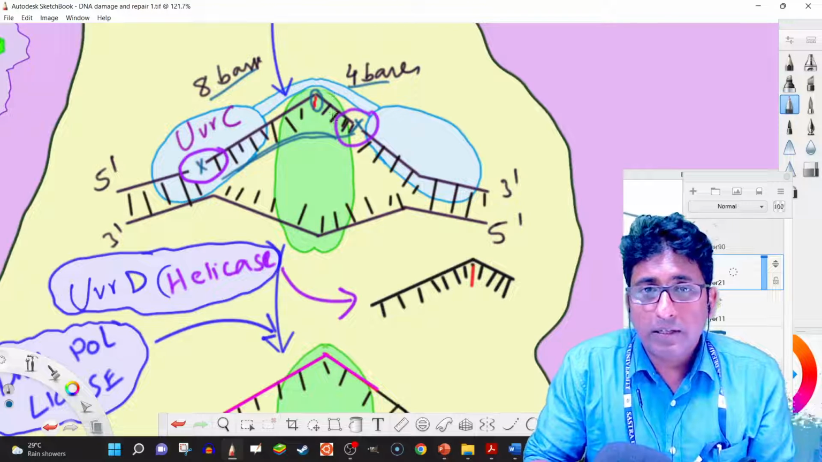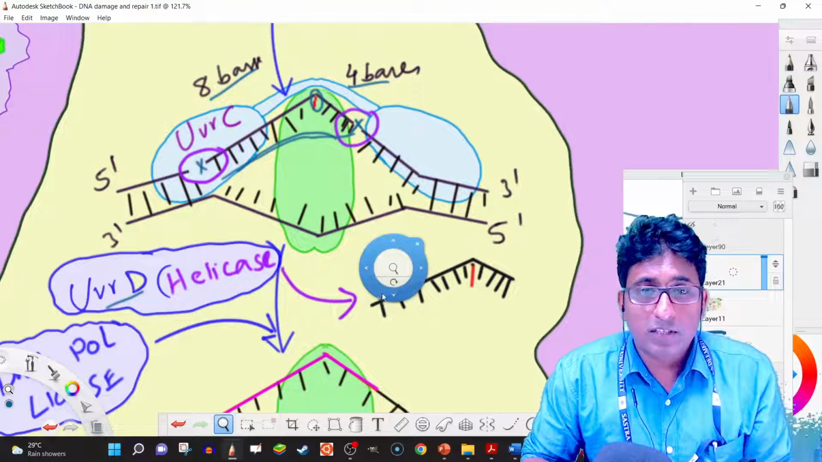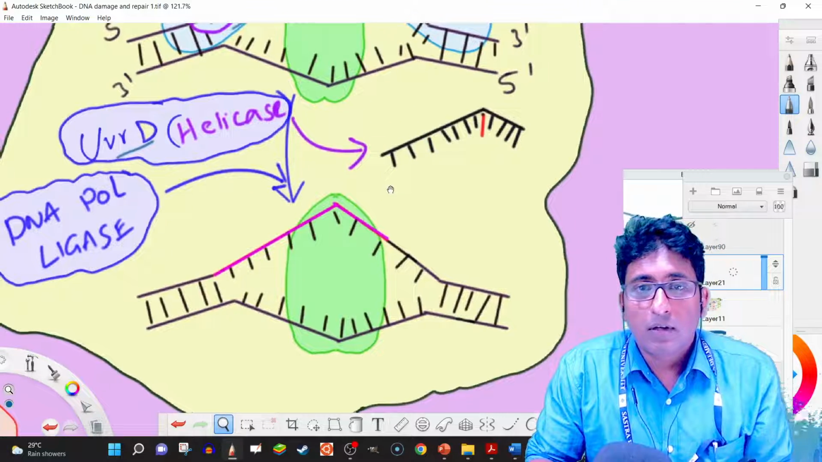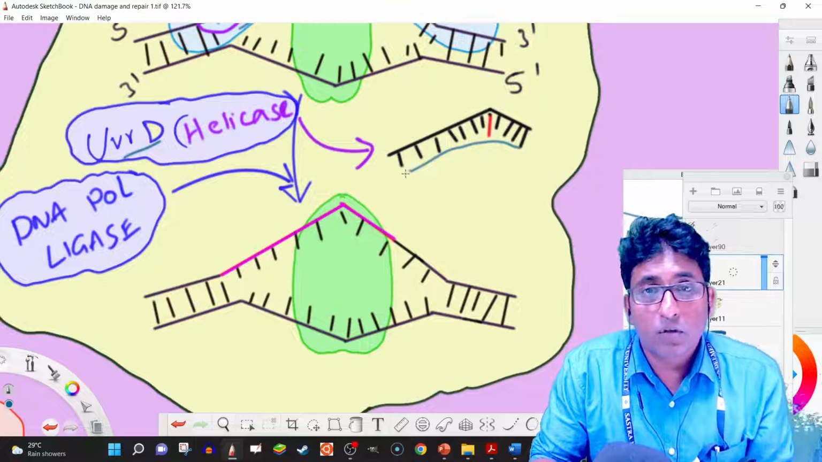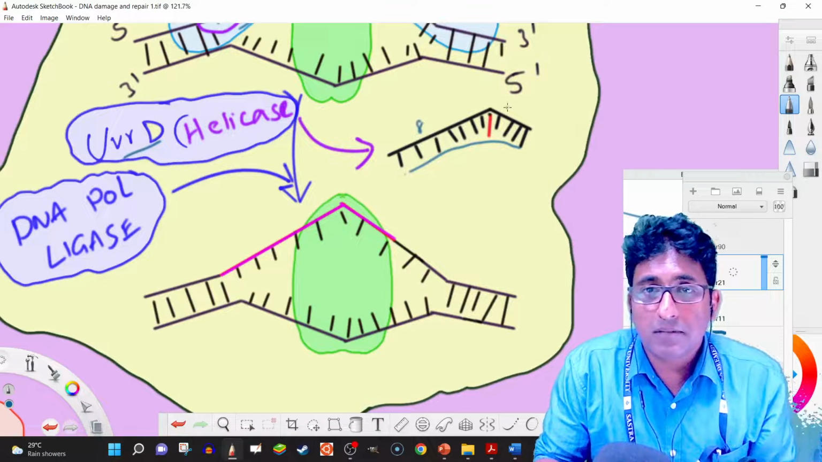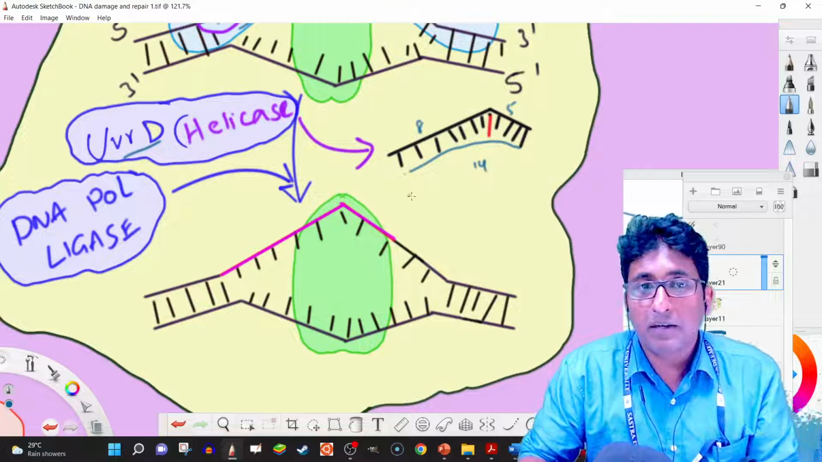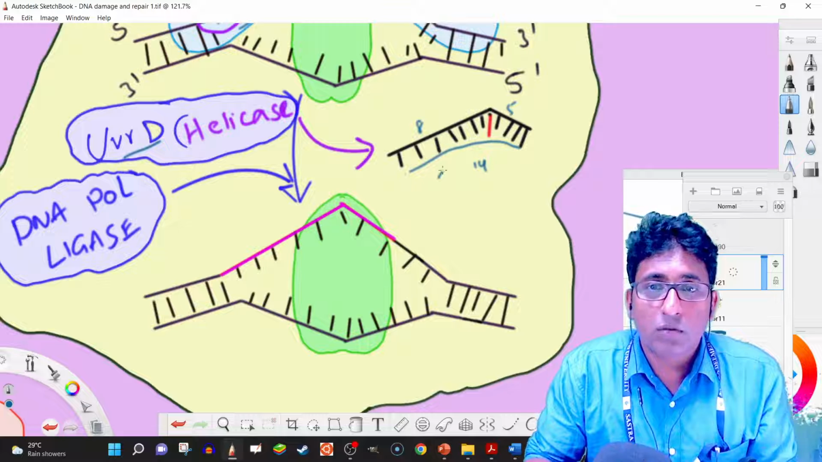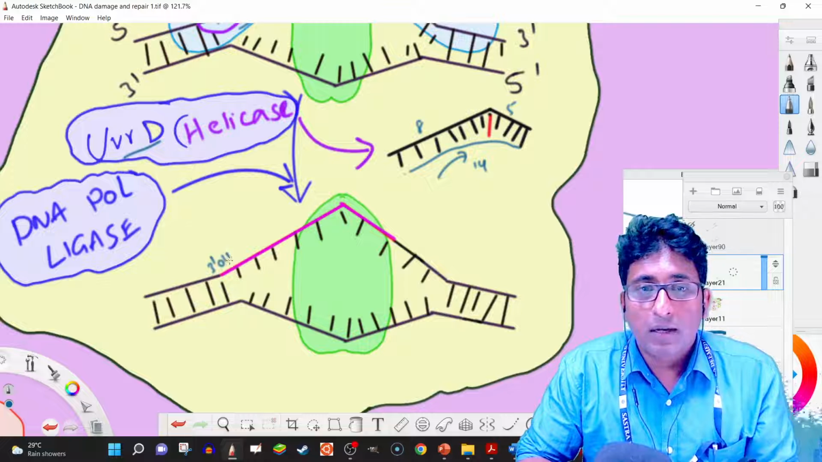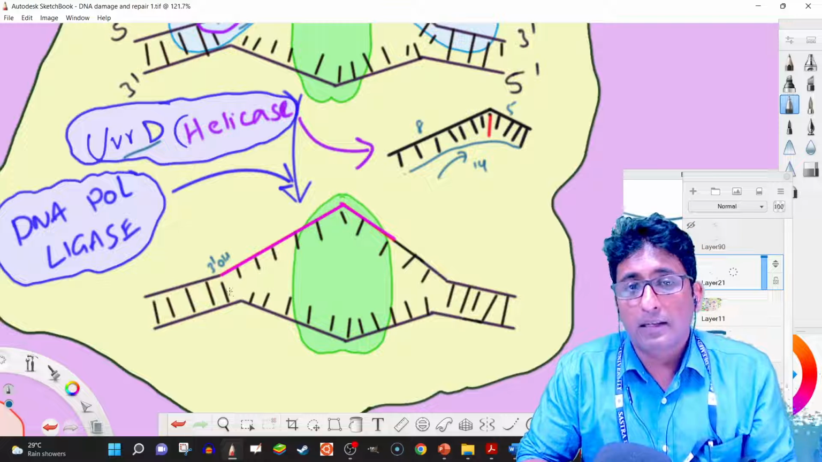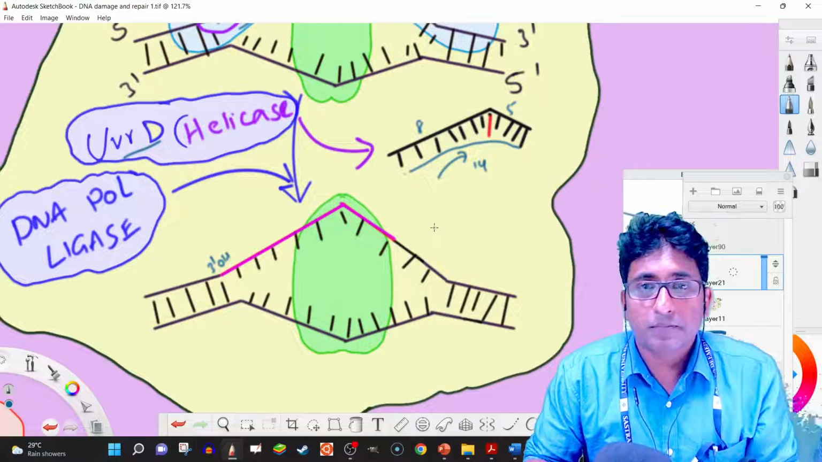Once the nick is made, there is another protein called UVRD, which is the helicase, as we heard before, and it will remove this fragment. We need this protein because there are numerous bases here, say 8 plus say 5, about 14, and there are numerous hydrogen bonds that are still binding. So we need helicase activity to remove this fragment, so that now we have a 3' OH, and that can be taken up by DNA polymerase, and the whole DNA can be synthesized and at the end sealed by the ligase.